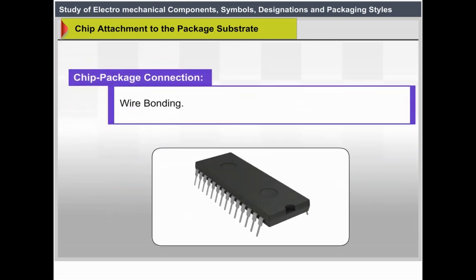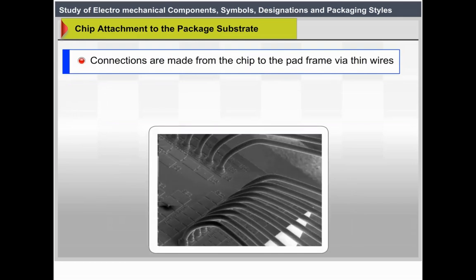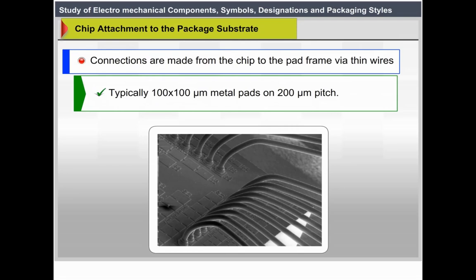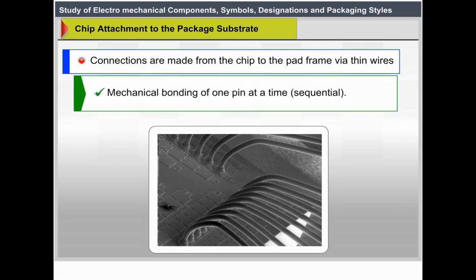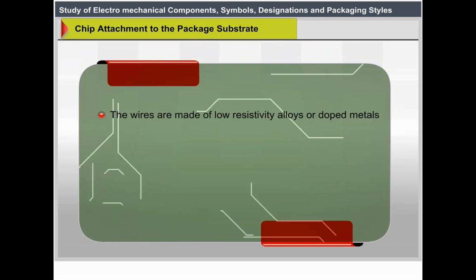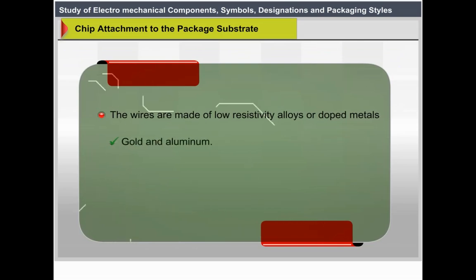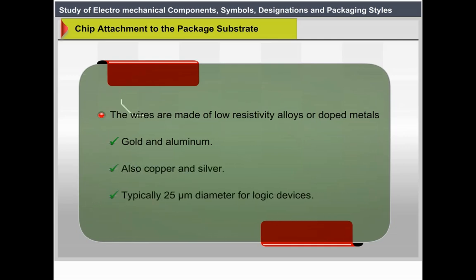Chip package connection, that is wire bonding. Connections are made from the chip to the pad frame via thin wires. Typically 100 by 100 micrometer metal pads on 200 micrometer pitch. Mechanical bonding of one pin at the same time, sequential. The wires are made of low resistivity alloys or doped metals. Gold and aluminum, also copper and silver. Typically 25 micrometer diameter for logic devices.